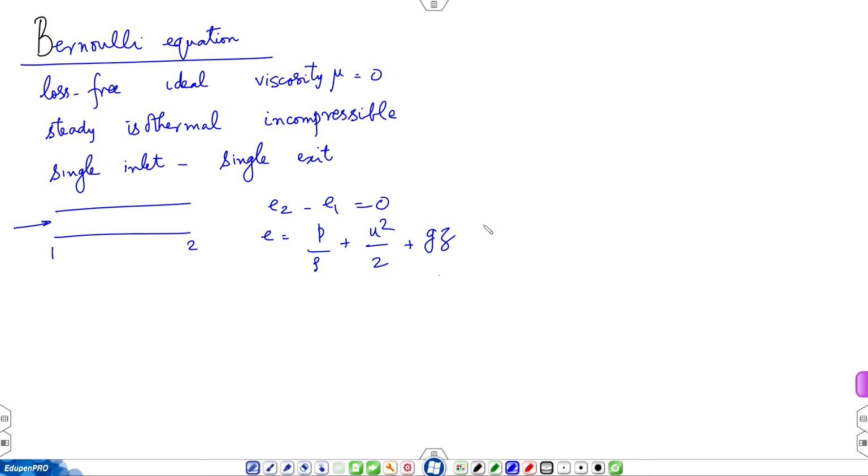One application given in the book is the pitot tube, and a variant of pitot tube called pitot static tube. Whose construction, as the name suggests, is just a tube, but it is a bent tube, a tube with a right angle bend.